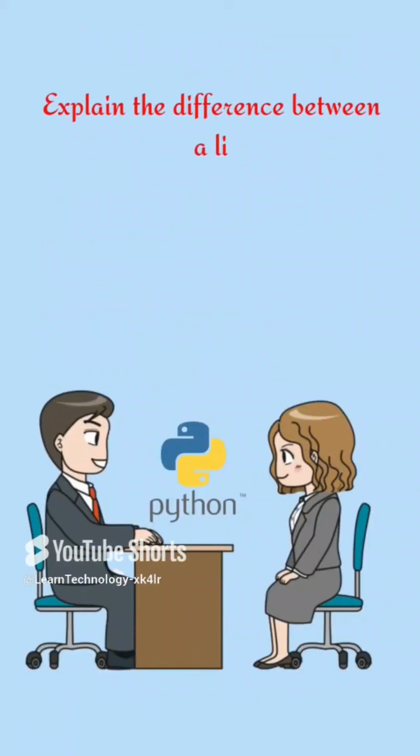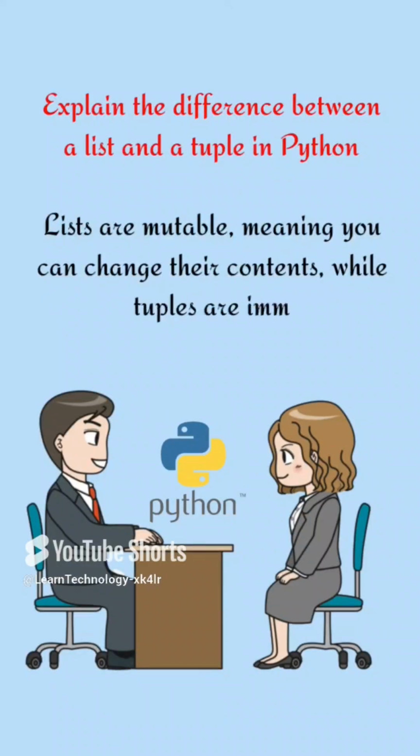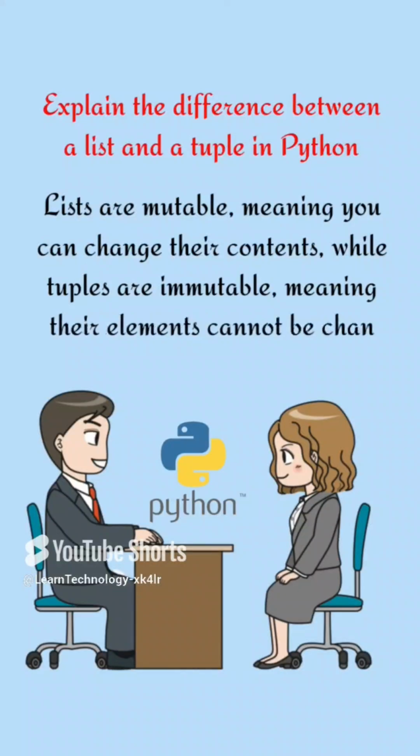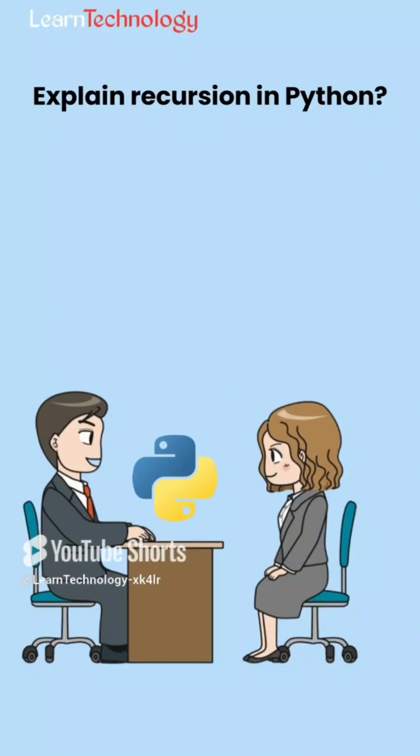Explain the difference between a list and a tuple in Python. Lists are mutable, meaning you can change their contents, while tuples are immutable, meaning their elements cannot be changed after creation.